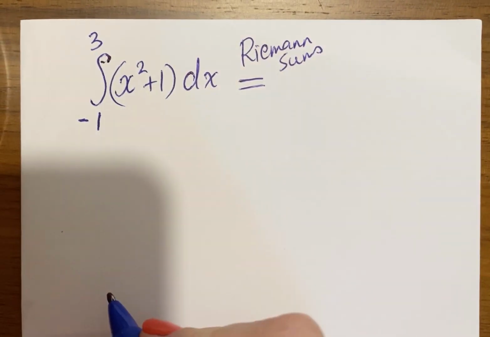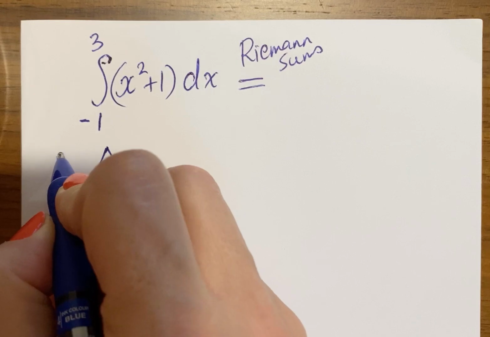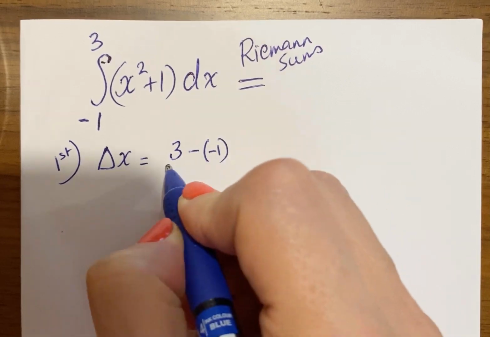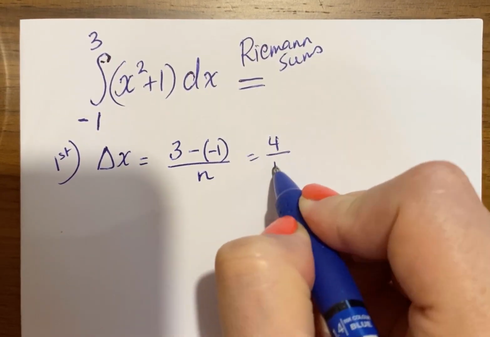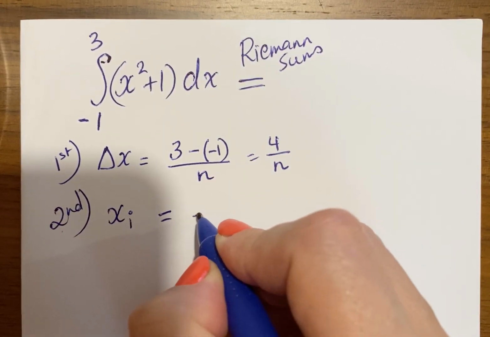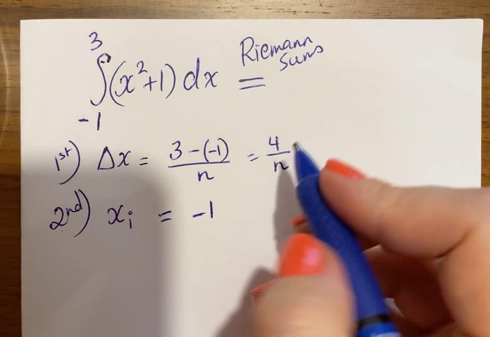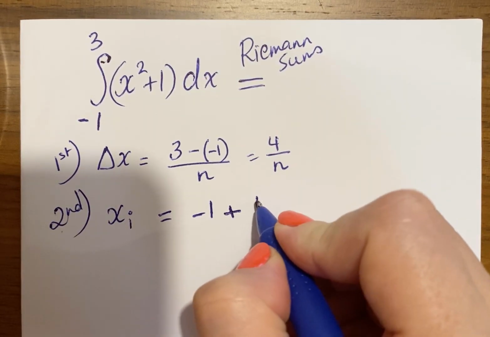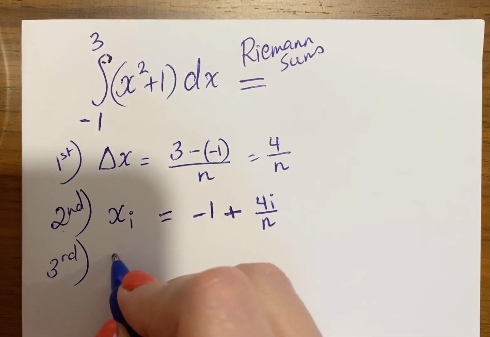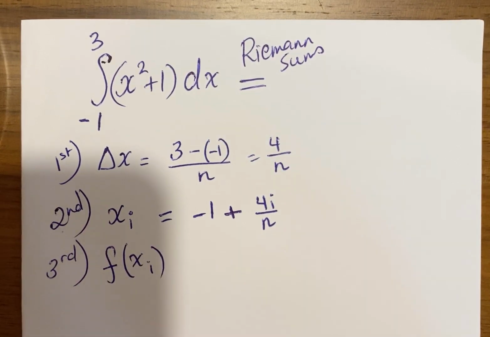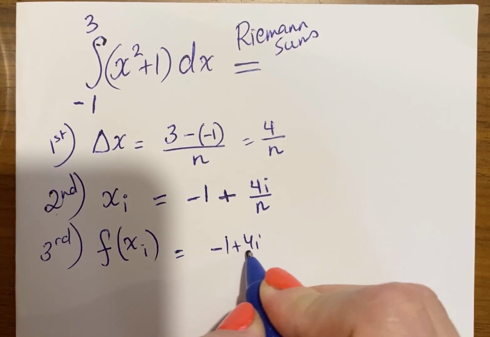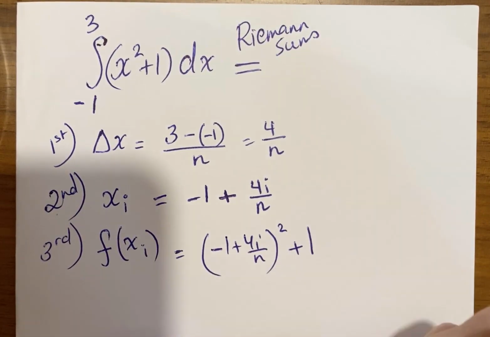What do we do if we want to use Riemann sums? First, we get the width, delta x. It's b minus a over n, so 4 over n. Then second, we define right endpoints, which are the x i's. The x i's are minus 1, which is a, the beginning of the interval, plus delta x times i, so minus 1 plus 4i over n. Third, we find the function values of those right endpoints by applying the function on this. So we get minus 1 plus 4i over n, the whole thing squared, plus 1.